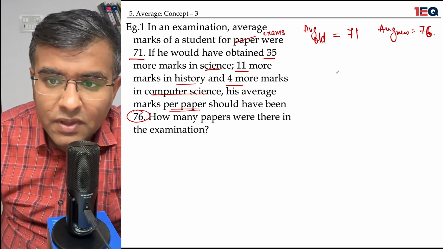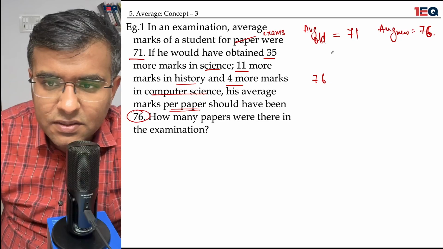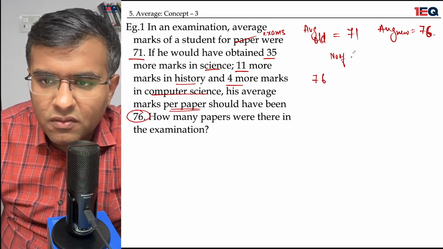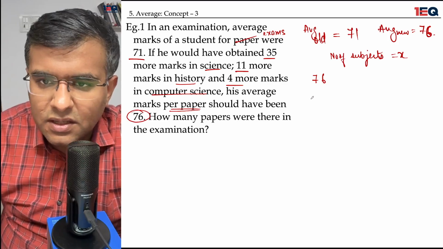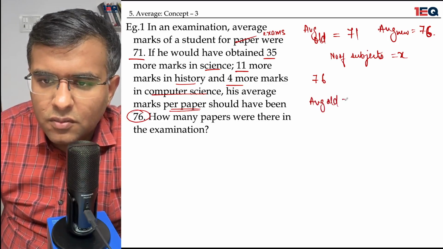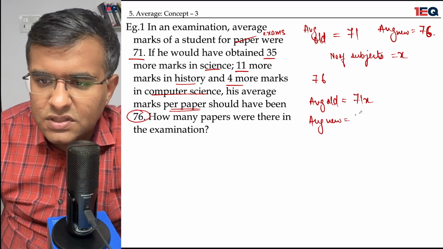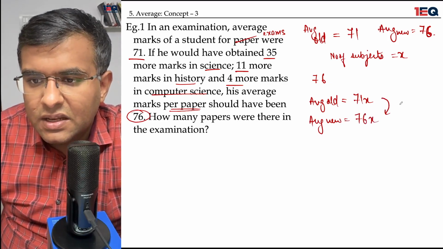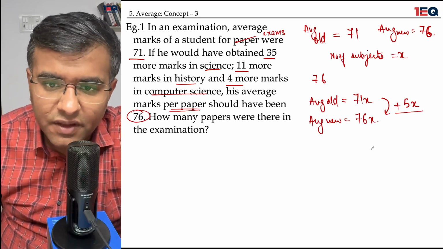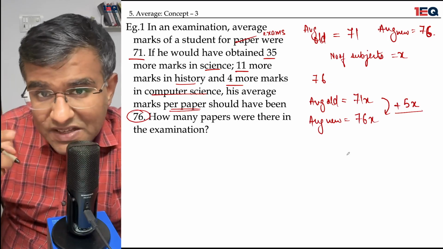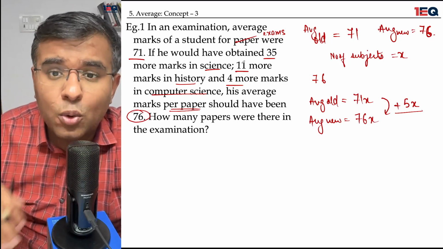So what I'll do is I'll quickly find out what my new average has become. Let's assume the total number of subjects to be x. So I can say that average old is equal to 71x and average new is equal to 76x. There is an increase of plus 5x, and the reason for this increase of plus 5x is because of newer marks or higher marks that he could have obtained.